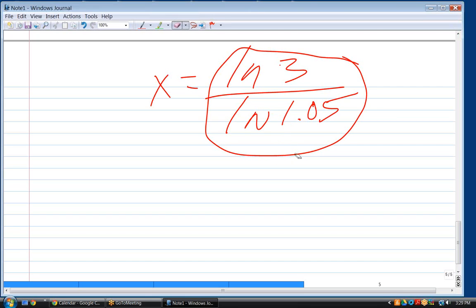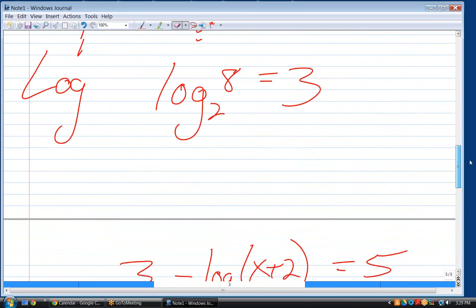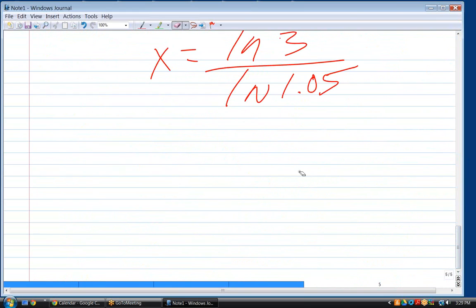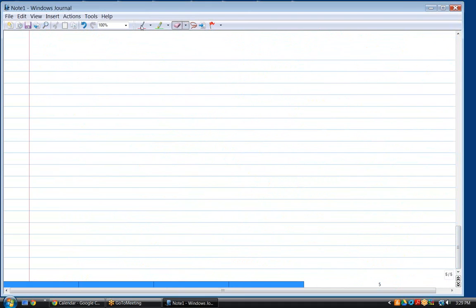Okay. All right. If you're not going to have log equations, that should about cover it. Let me just say one thing about log equations real quick.